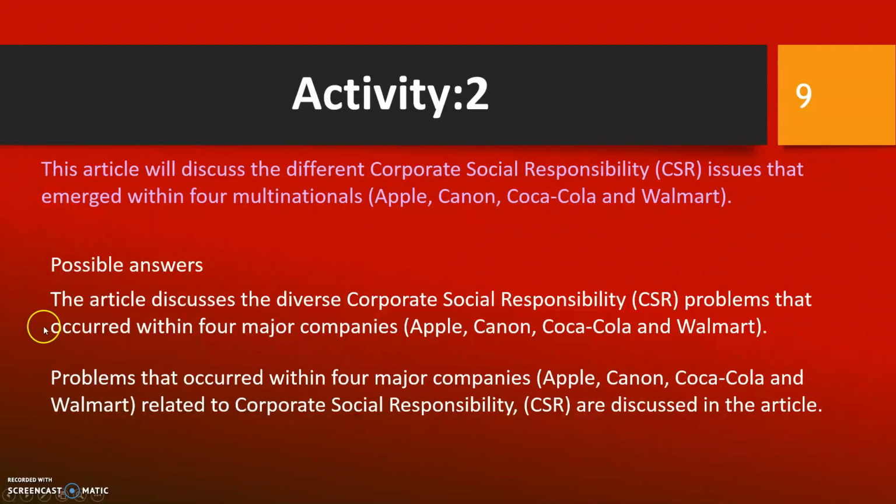Alright, we've got 2 possible answers here. The first one. The article discusses the diverse corporate social responsibility problems that occurred within 4 major companies: Apple, Canon, Coca-Cola, and Walmart. Next one. Problems that occurred within 4 major companies: Apple, Canon, Coca-Cola, and Walmart, related to corporate social responsibility, are discussed in the article.